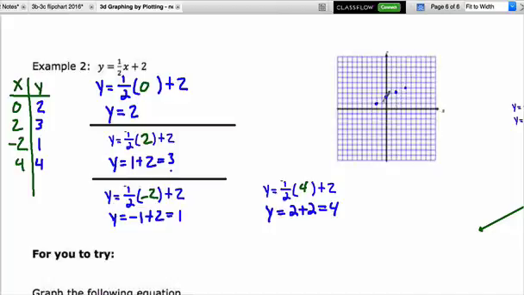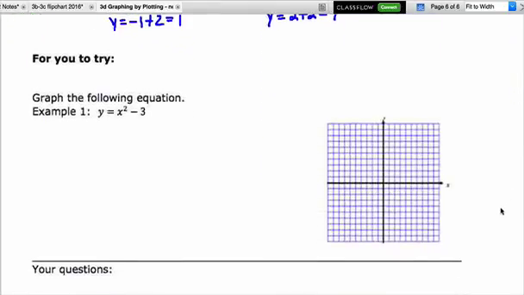Okay, I'm seeing a pattern here. I'm going up 1 over 2, up 1 over 2, up 1 over 2. I'm going to call it and say that we have enough to plot this and that this is a line. There we go.